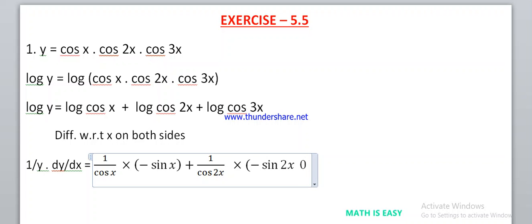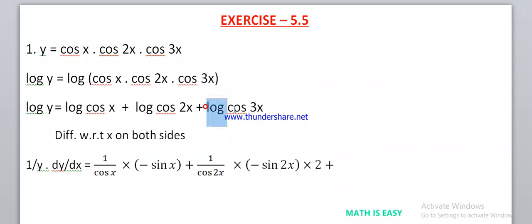into, again multiplication comes, into derivative of 2x. Derivative of 2x is 2. So this many times I have to multiply into derivative of x will come. Derivative of x is nothing but 1 only, so that we don't mention.